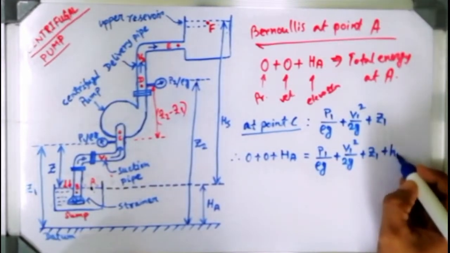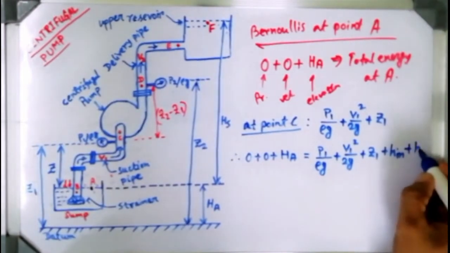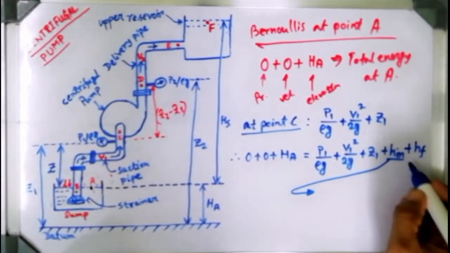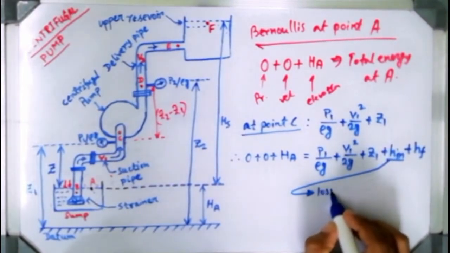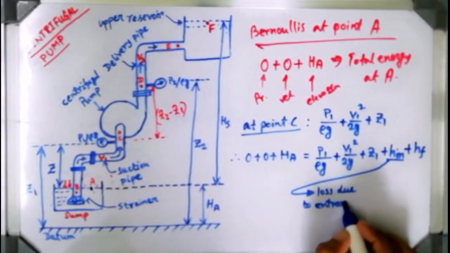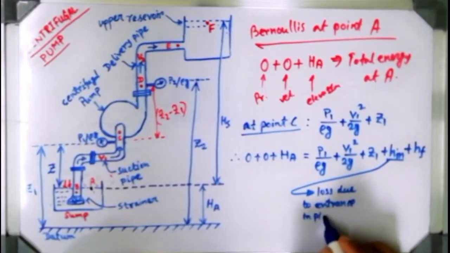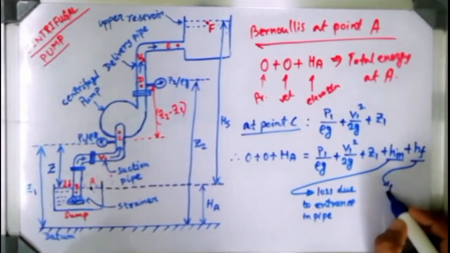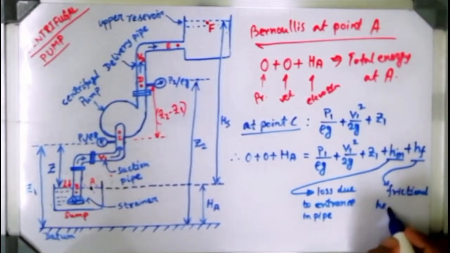First one is H in, and second HF. H in, I will name that term, that is loss due to entrance in pipe. And HF, that is frictional head loss in that suction pipe.